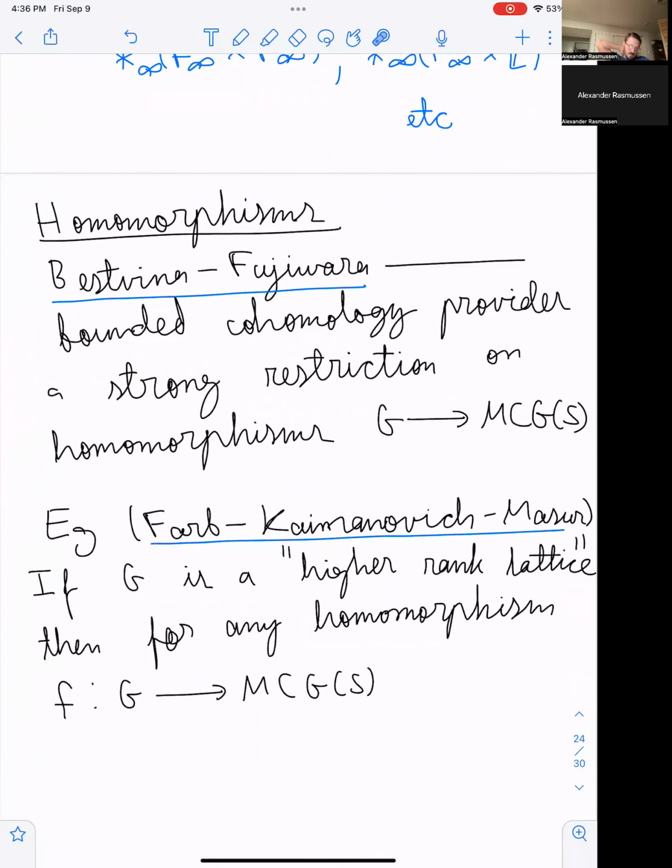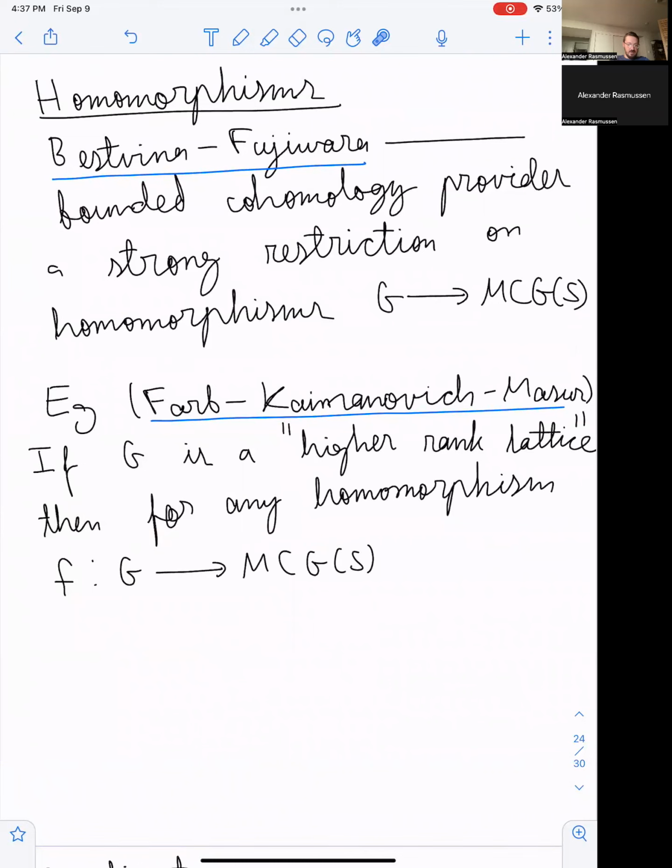What about homomorphisms into mapping class groups? Well, Bestvina and Fujiwara studied this problem, and they studied this invariant of mapping class groups called bounded cohomology. So this is kind of a technical thing. Definitely not going to have time to define it, but it provides a really strong restriction on homomorphisms into mapping class groups. So for instance, it allowed Bestvina and Fujiwara to reprove this Farb-Kaimanovich-Masur theorem about lattices in Lie groups.